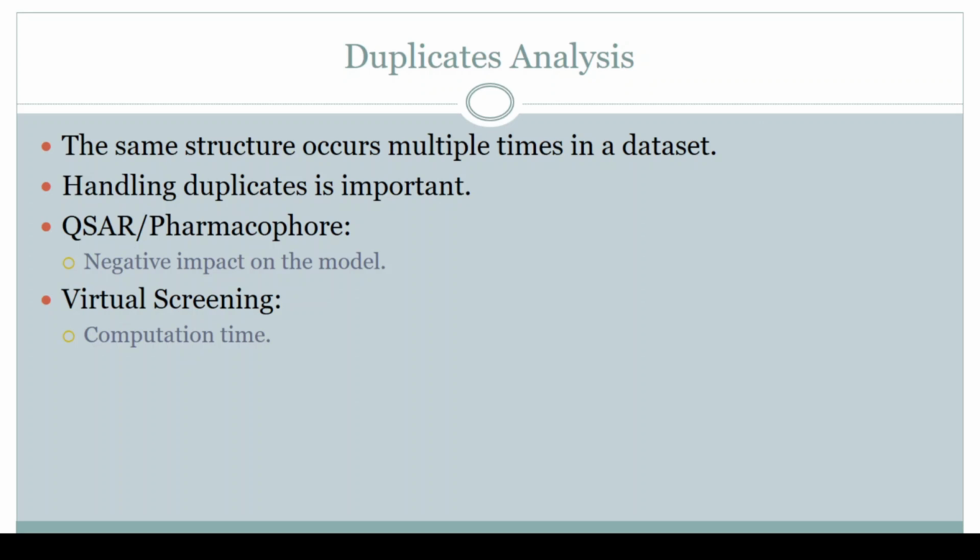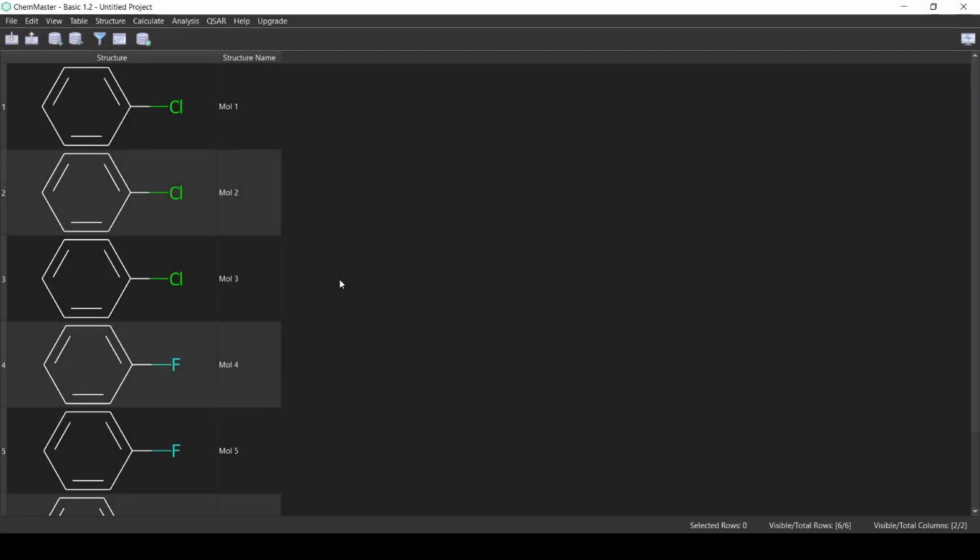Similarly, in a virtual screening process, you don't want to have duplicate structures, first of all for computational time, and also if the same structure is detected more than once, it will take the place of other important structures that might be identified. So to demonstrate duplicate management in the ChemMaster software, I have this simple dataset here.